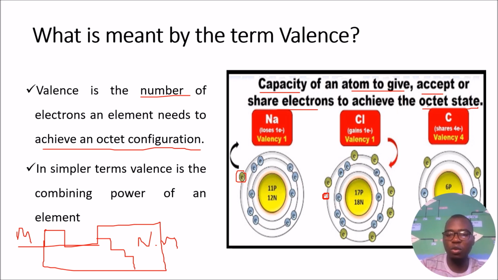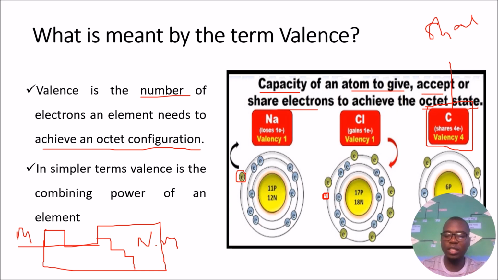We also have unique cases, like carbon, where these ones do not need to lose or gain, but what they need is to share. Hence, the definition in the dialog box here is a complete one, where we are saying valency is the capacity of an atom to give, accept, or share electrons in order to achieve the octet configuration. So that is the definition of what valency is.